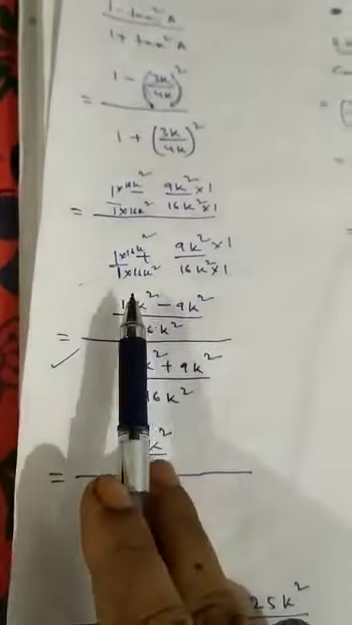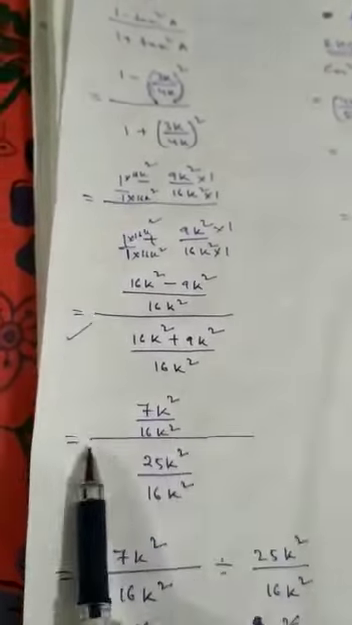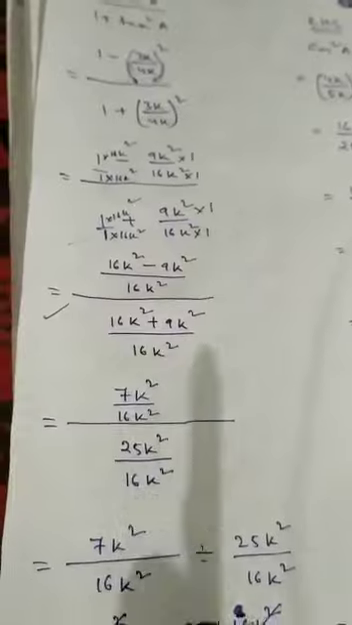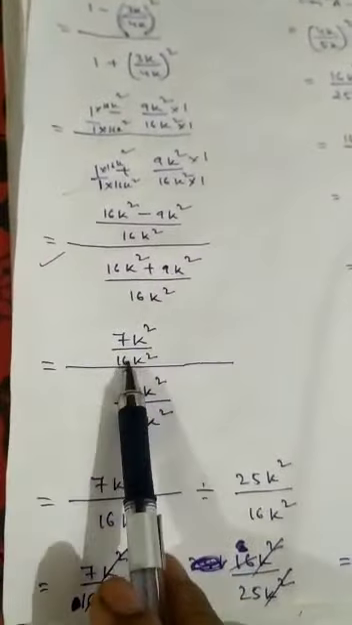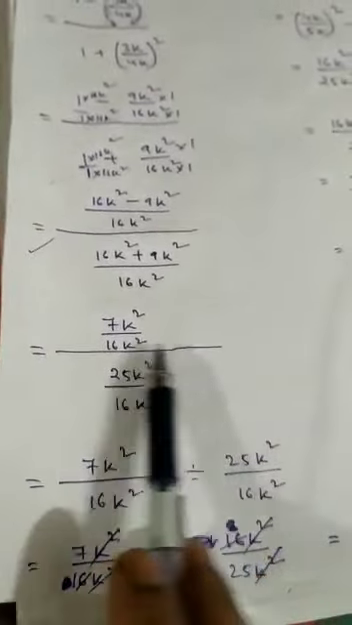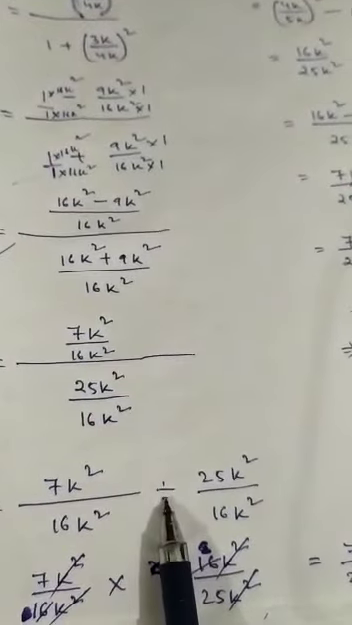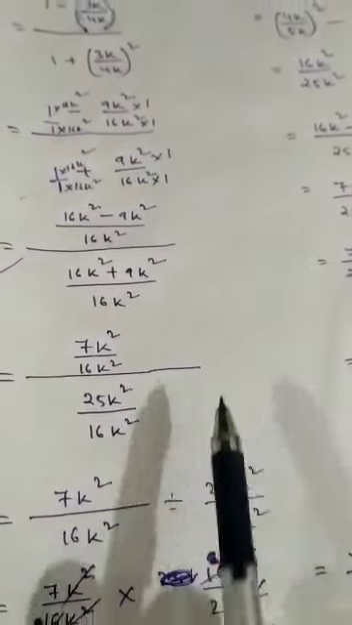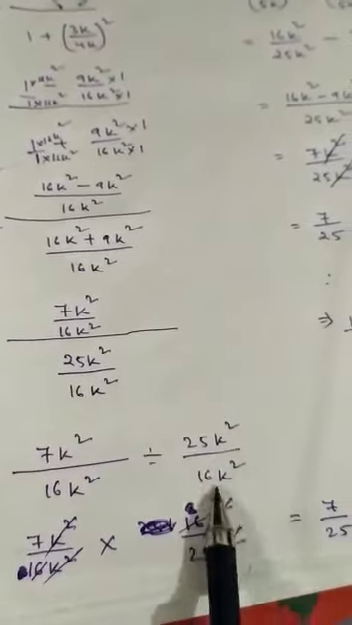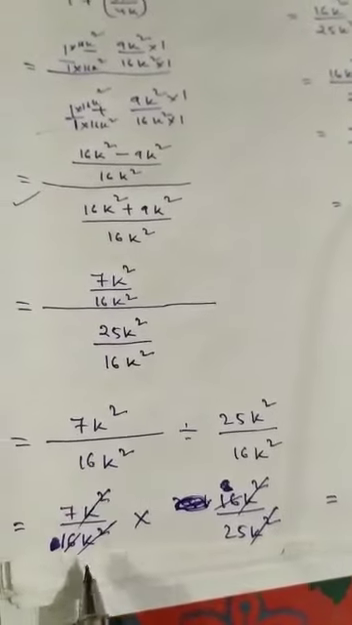Now in this step you see 16k square minus 9k square is 7k square, divided by 16k square, and 16k square plus 9k square is 25k square, divided by 16k square. Now 7k square by 16k square I have written here. This symbol I have written as divided by, so I have written here division. I have written here 25k square by 16k square, and 7k square by 16k square.